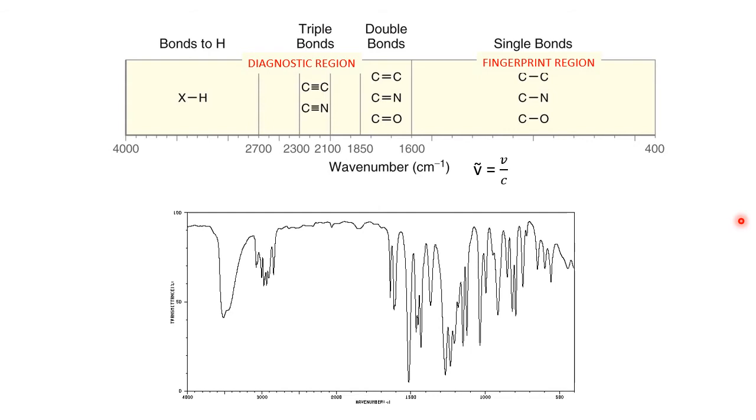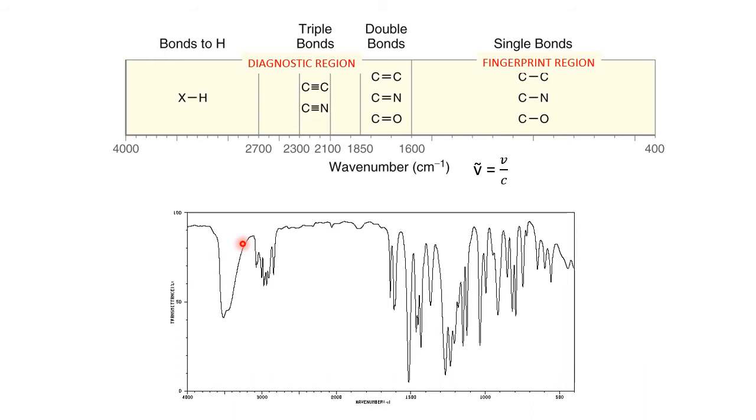Now this is an example of an actual IR spectrum. On the bottom you can see that we have the wave number, and this is going to vary from 400 to 4000, just as we see above. Here on the y-axis we have the percent transmittance. Now the IR is actually kind of upside down.